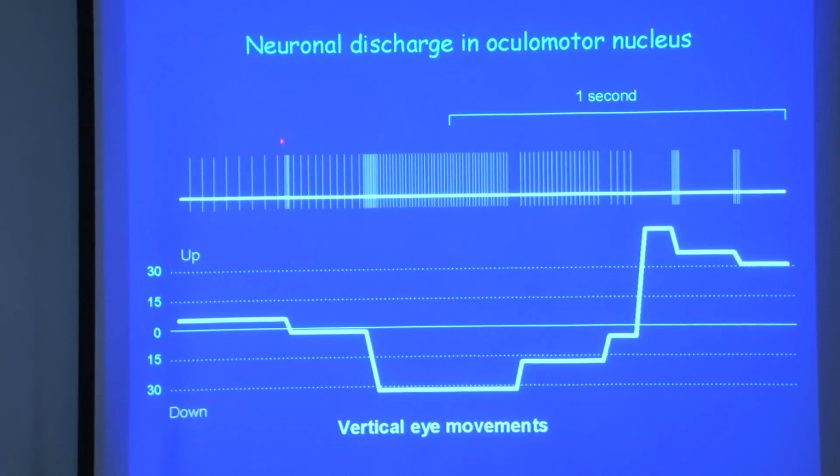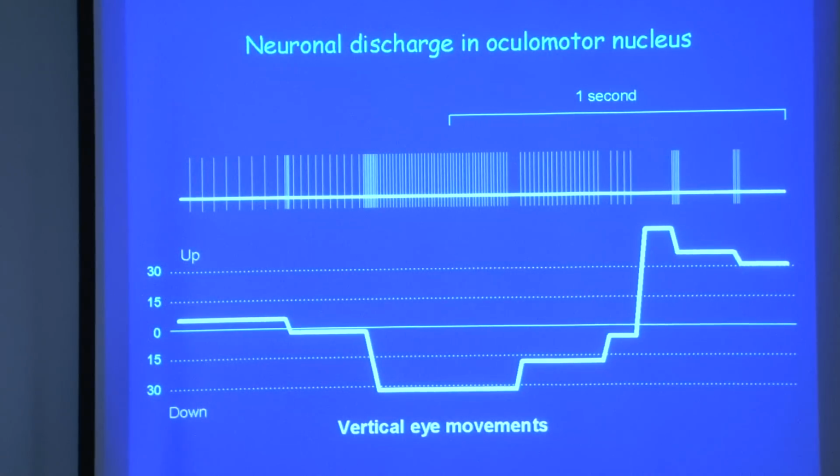Now, secondly, the important thing to notice here is that whenever there's a little saccade, there's a high-frequency burst. And the high-frequency burst is short. When you have a big saccade, there's a much longer high-frequency burst. And when there's a saccade in the opposite direction, there's a pause. So what do you think happens when there's a pause?